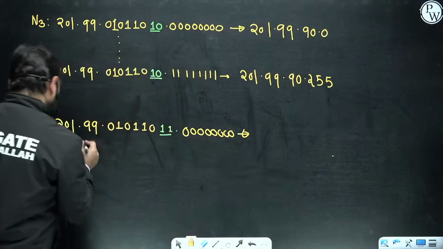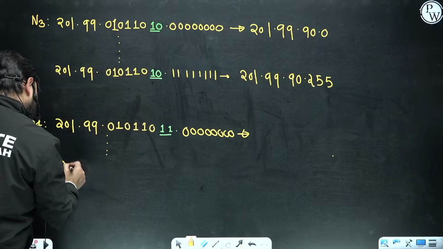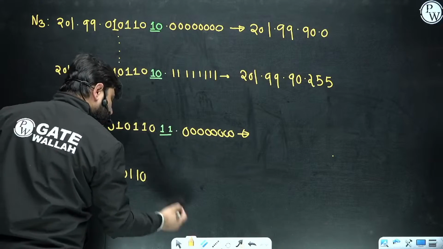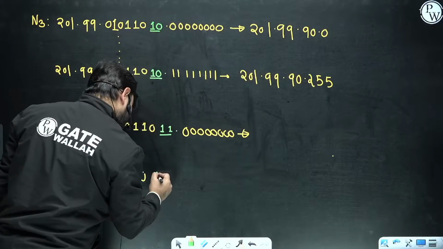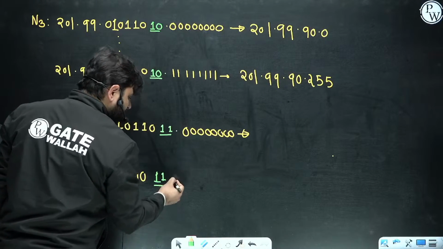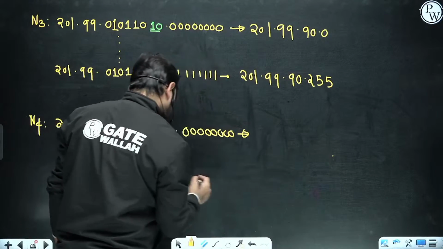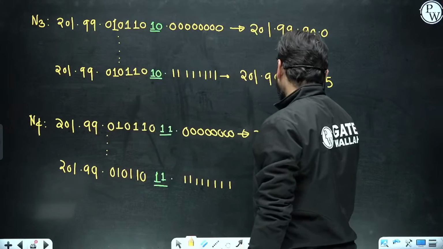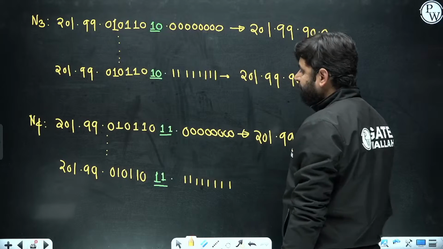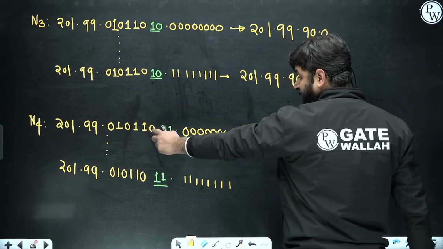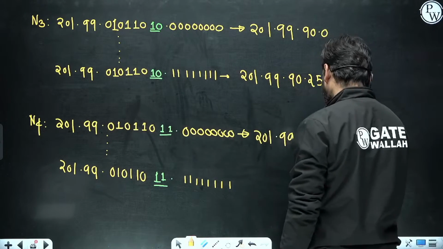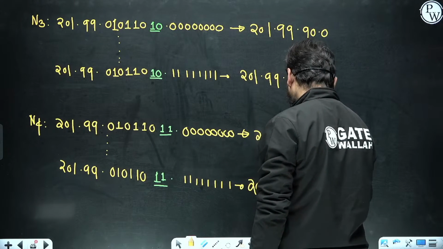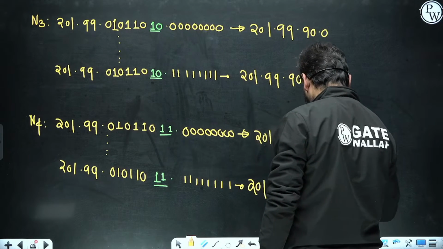Now 201.99.010110, and these last 2 bits will be 11. For the last combination, put all ones in the host ID part. 1, 2, 3, 4, 5, 6, 7, 8. So this is nothing but 201.99 dot. So this is 64, 16, 80, 88, 90, 91. 91.0. And the last number is 201.99.91.255.